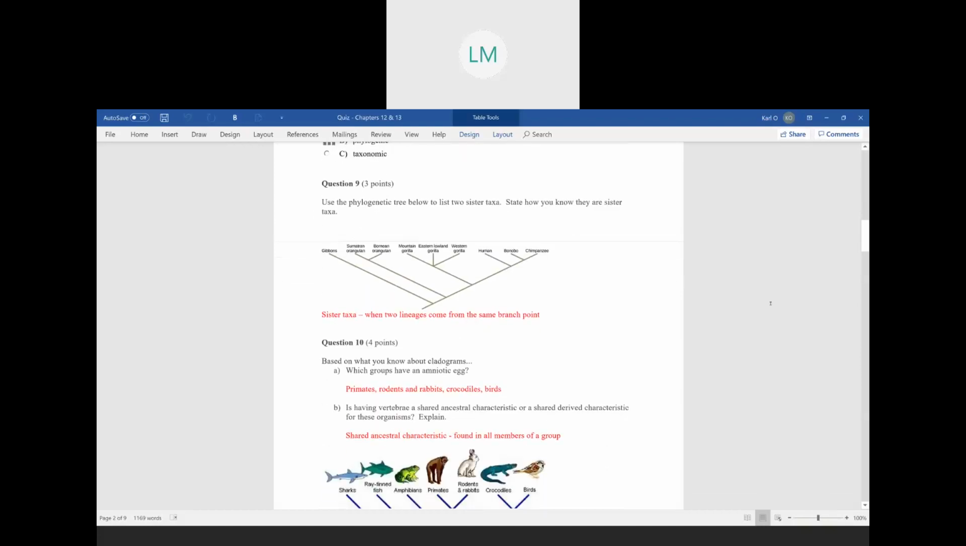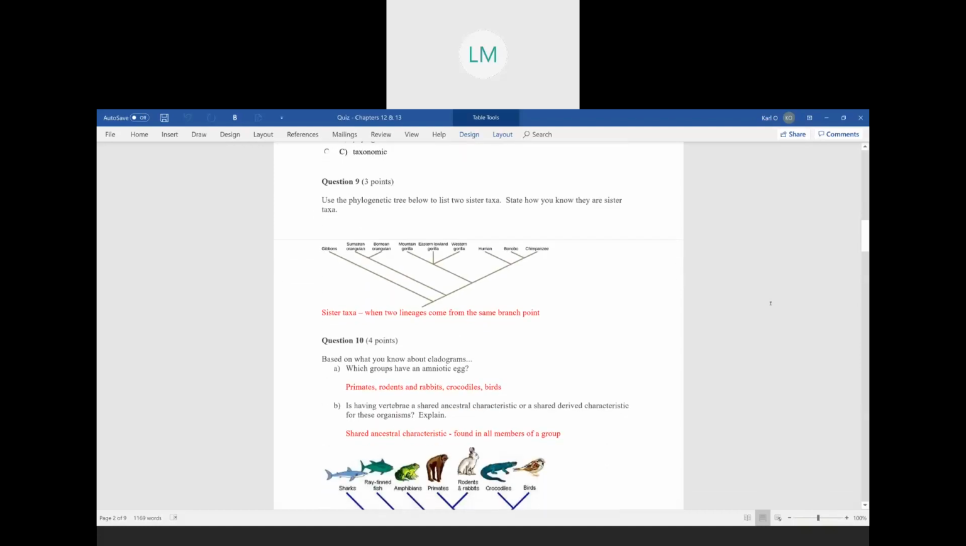In question number 9, we have a phylogenetic tree. We needed to list 2 sister taxa and how we knew that they were sister taxa. The definition of sister taxa is when 2 lineages come from the same branch point. So you had a couple of options here. Most people, I think, put these 2 species of orangutan. You could have said the gorillas as well. So you had some options for what you listed as sister taxa, but you needed to define sister taxa as well to get full credit.